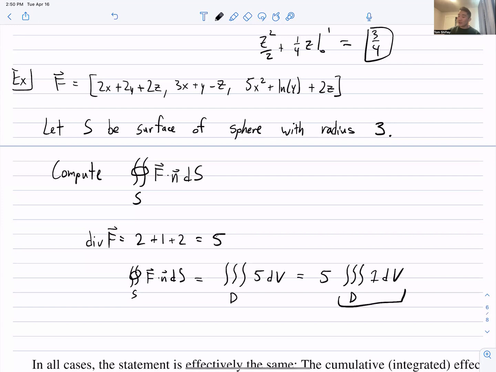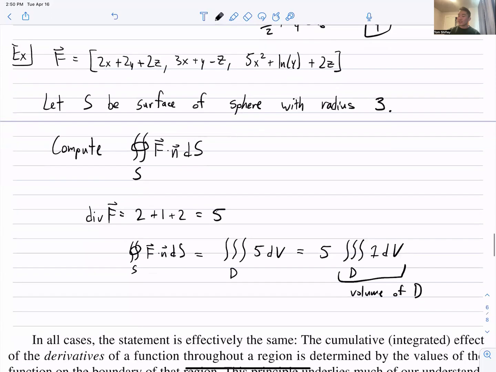This is the volume of D, which is a ball of radius 3. And so this is equal to 5 times 4/3 pi, and the radius was 3, cubed. And so whatever that is, that's 9 times 20. And so it's 180 pi. And so that's the total flux of that vector field.